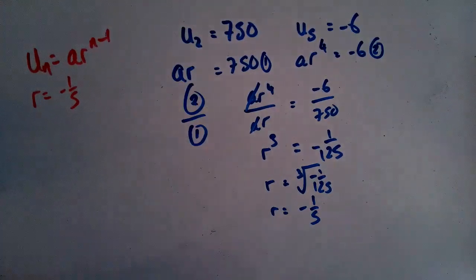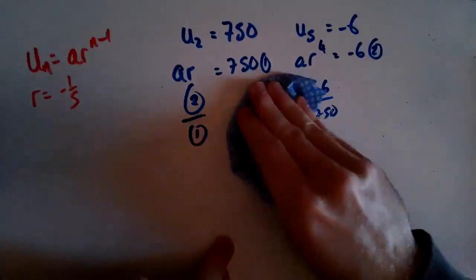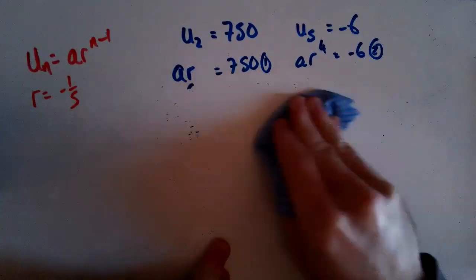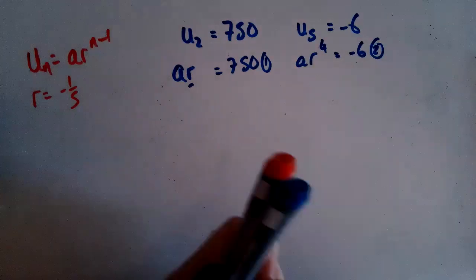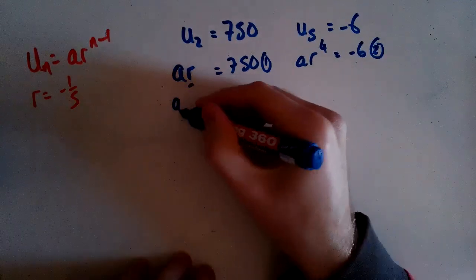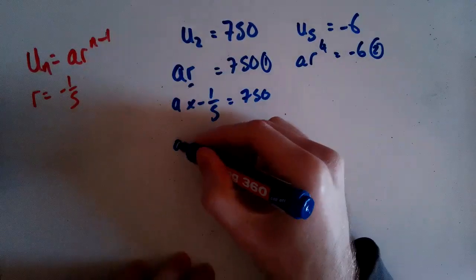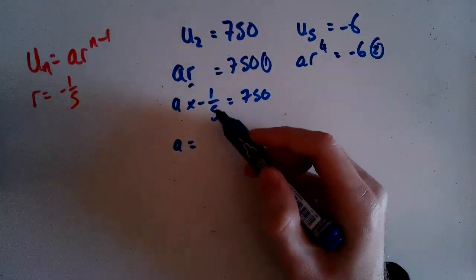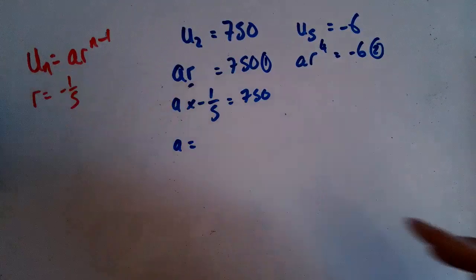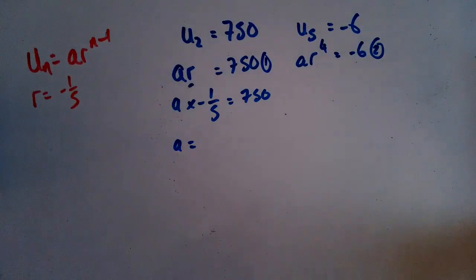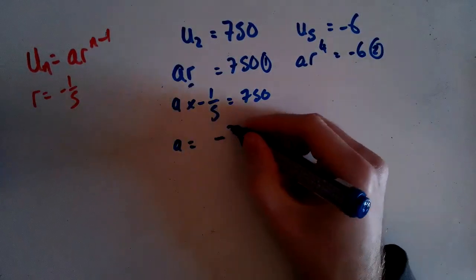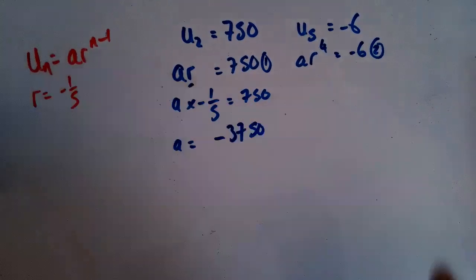Part B is asking for the first term. So I pick one of those equations and sub it in. So I want to pick that first one. So a times -1/5 is 750. Well, to get rid of -1/5, I'm going to times by -5. 750 times -5 is -3,750. So we've got a.